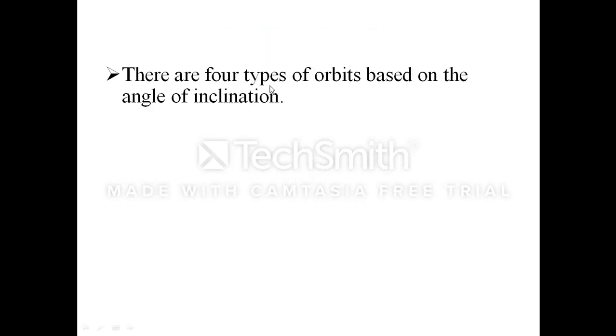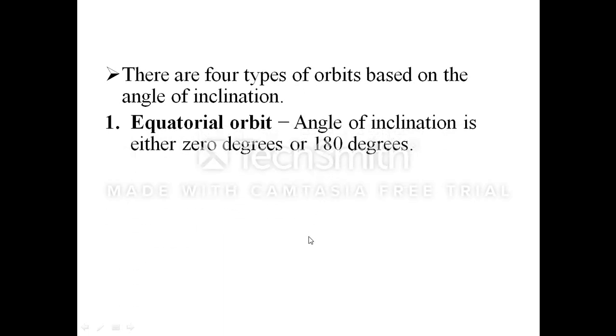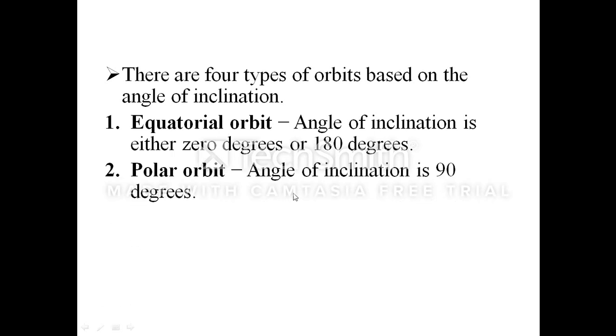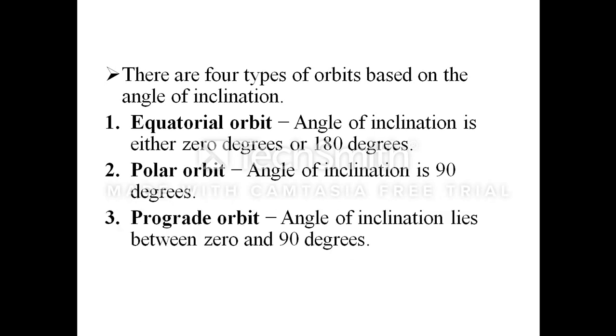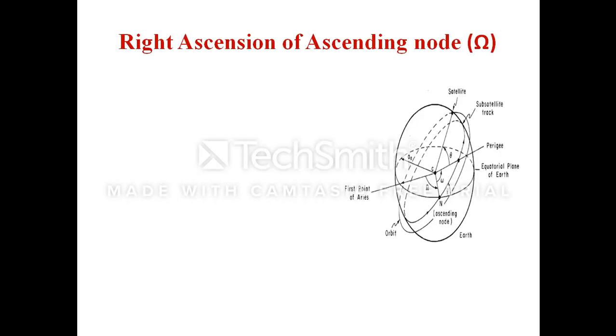Now depending on this, there are 4 types of orbit based on this angle of inclination. First is the equatorial orbit. Here the angle of inclination is either 0 degrees or 180 degrees. Second one is polar orbit. Angle of inclination is 90 degrees. Third one is prograde orbit. Angle of inclination lies between 0 and 90 degrees. Fourth one is retrograde orbit. Angle of inclination lies between 90 and 180 degrees.